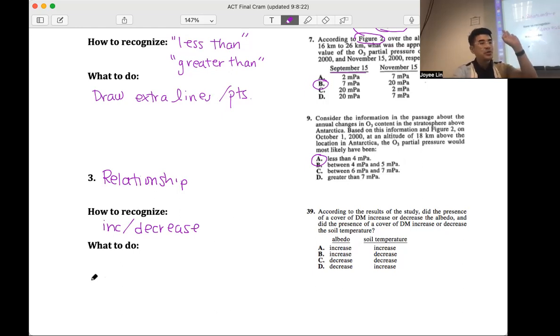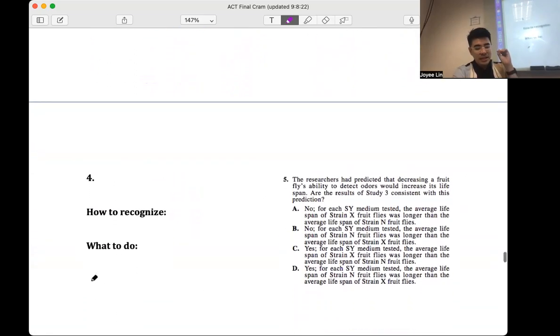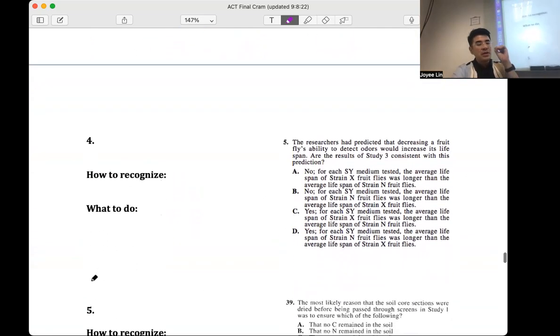Yeah, so 1, 2, and 3 are the straightforward ones. You're going to see them in the first 3 or 4 questions. These ones you should zoom through as long as you're careful. Then we get to the hard ones, right? So how do you recognize this one? Long answers.